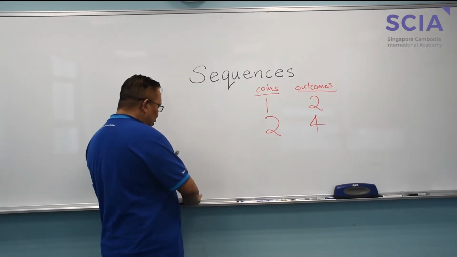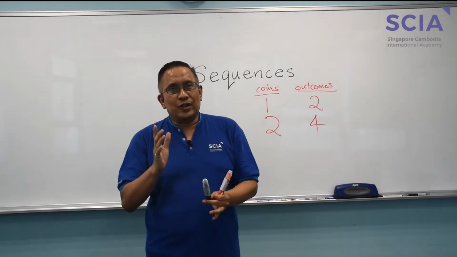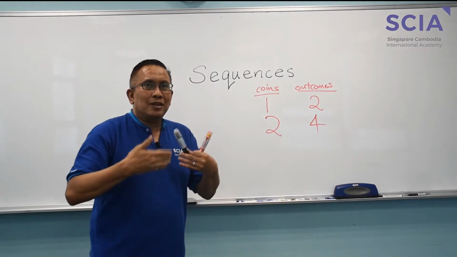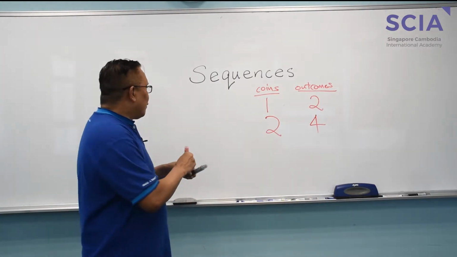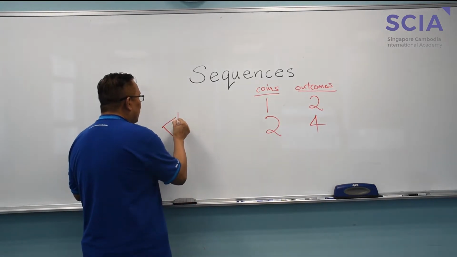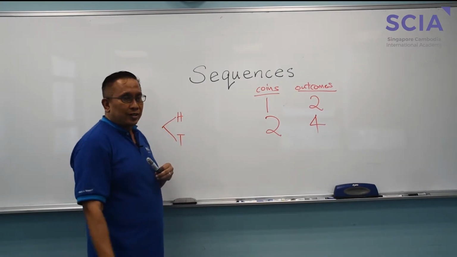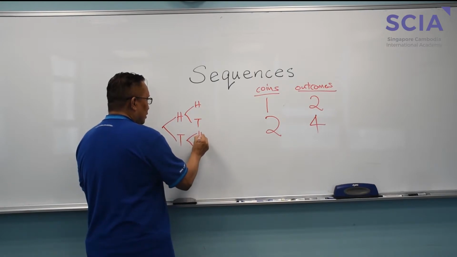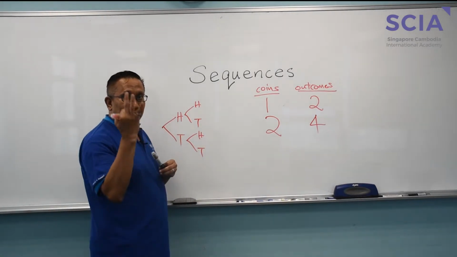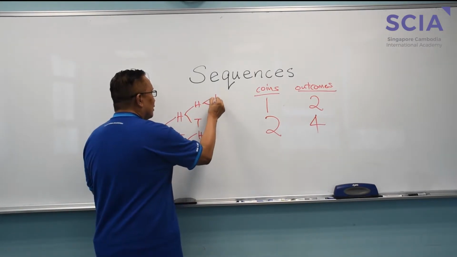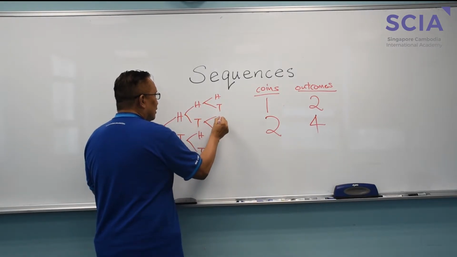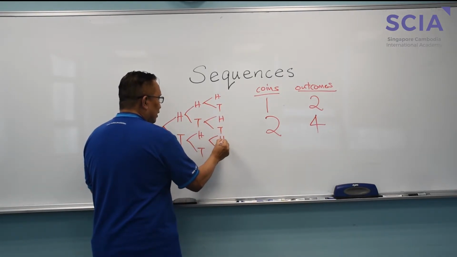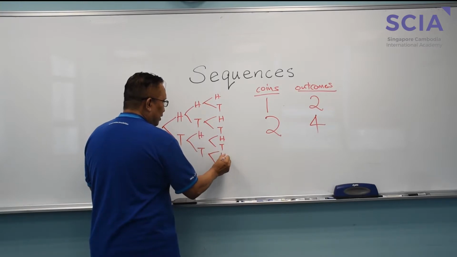You recall, I ask you now, instead of having 2 coins, I have 3 coins. What are the possible outcomes that I can have? So you remember drawing the probability tree. First coin. Second coin. Now I have the third coin coming in. Head, tail, head, tail, head, tail, head, tail.